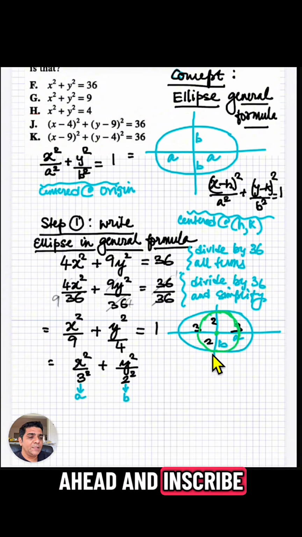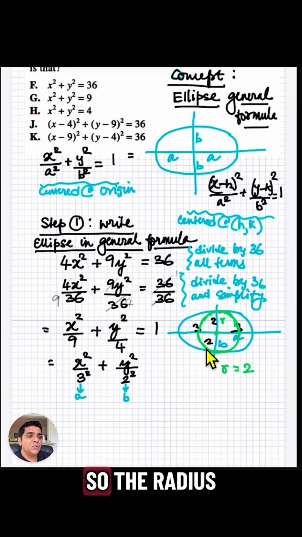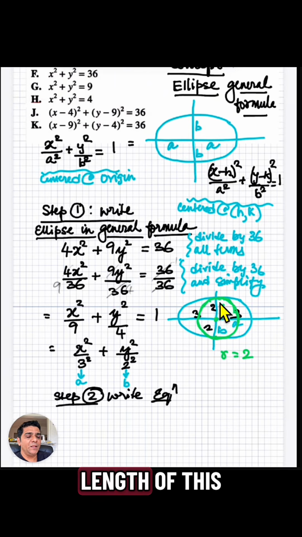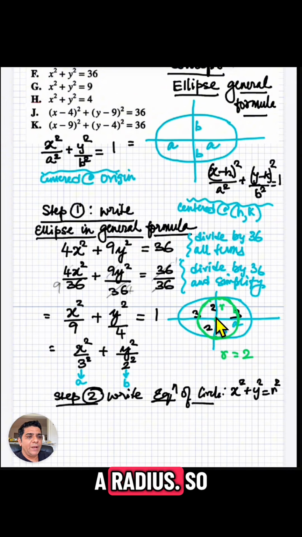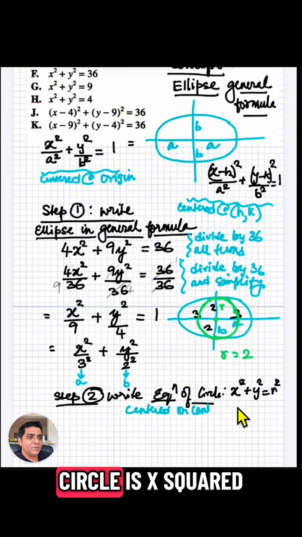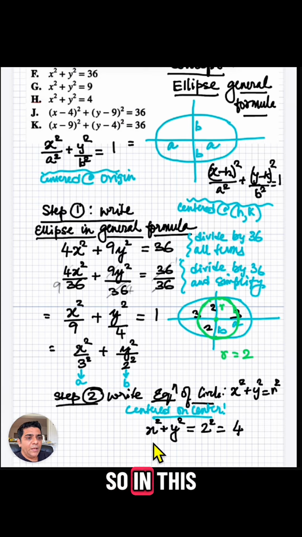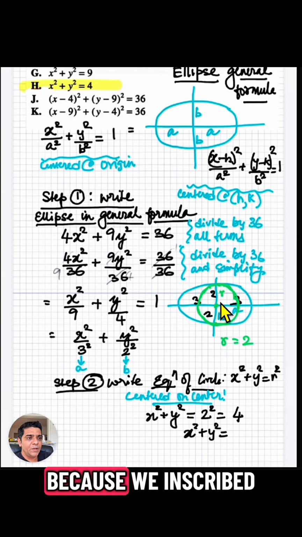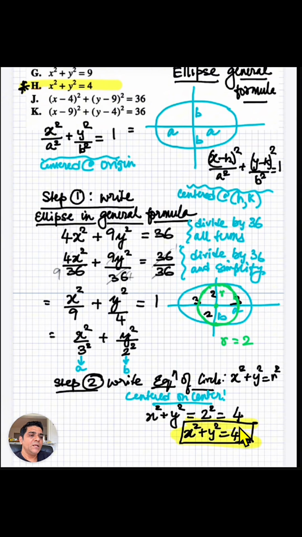Now let's inscribe a circle within that ellipse, as indicated in the problem. The radius of the circle, as you can see, is the length of the minor axis, so 2 is the radius. The generalized equation of a circle centered at the center is x squared plus y squared equals r squared. R is 2 because we inscribed it here. It goes all the way up to the end of this ellipse, so it's 2. So 2 squared is 4.